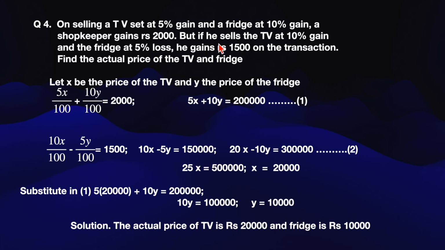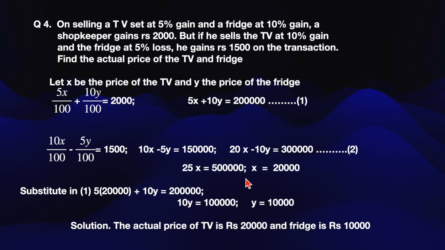For the next, if he sells TV at 10% gain and fridge at 5% loss, we have to subtract the loss here. So write down the gain, 10x upon 100 minus 5y upon 100. We have to minus it. In the first equation both are gains, so I am adding it. But here this is the loss, therefore I am subtracting it. Is equal to, so what is the amount actually? 1500 he gains in the transaction. So is equal to 1500. Simplify it, you get the next equation.